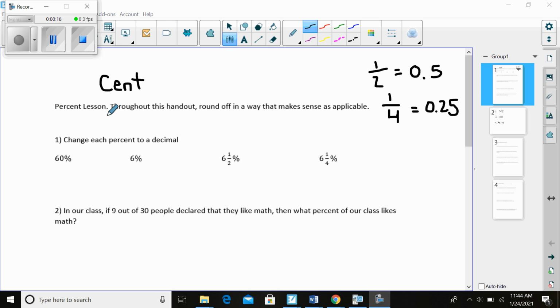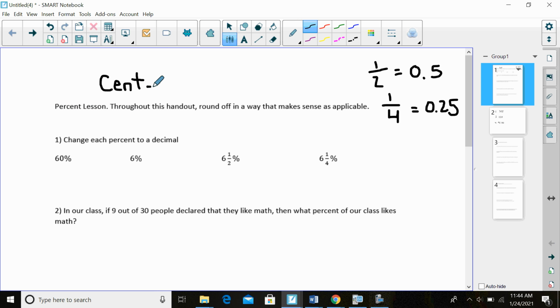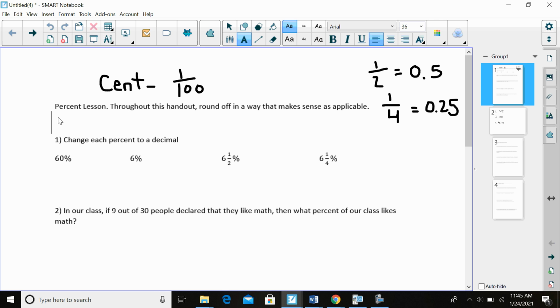So our lesson on percent, first of all, cent, right? If you look up cent, 1 cent is 1/100th, or a century is 100 years. So the prefix cent means 100, right? And then percent means, just like it sounds, part per 100.